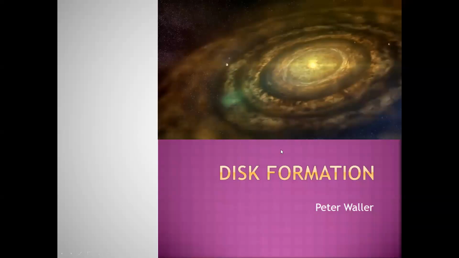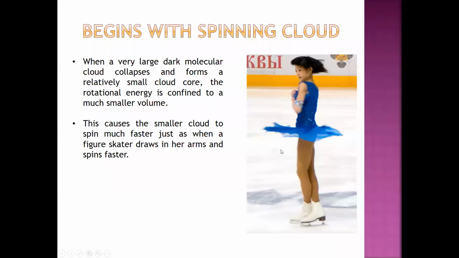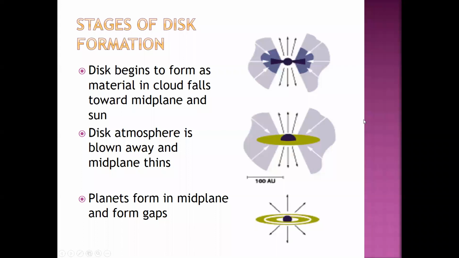Protoplanetary disk formation is a complex process. It begins with a spinning cloud. So when a very large dark molecular cloud collapses and forms a relatively small cloud core, the rotational energy is confined to a much smaller volume. And this causes the smaller cloud to spin much faster, just as when a figure skater draws in her arms and spins faster. There's 3 stages to disk formation.